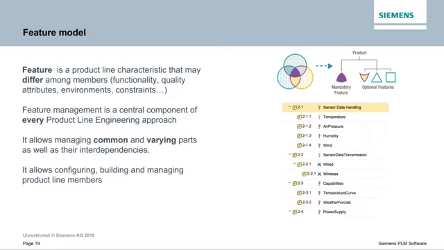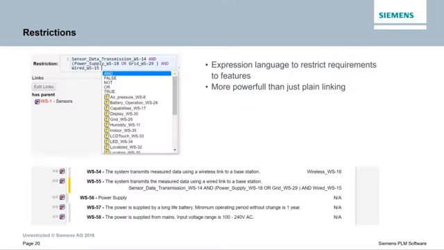And it really allows you to manage the common and also the varying parts. So when you define your product, as you see on the right, it might have some mandatory features, the core, and it might have the optional features, where the optional features could be shared with the other products or could be specific to my product. And then there is just a very simple glue between the features and requirements, what in the variance management we call restrictions. So that's an expression language to restrict the requirements to features.